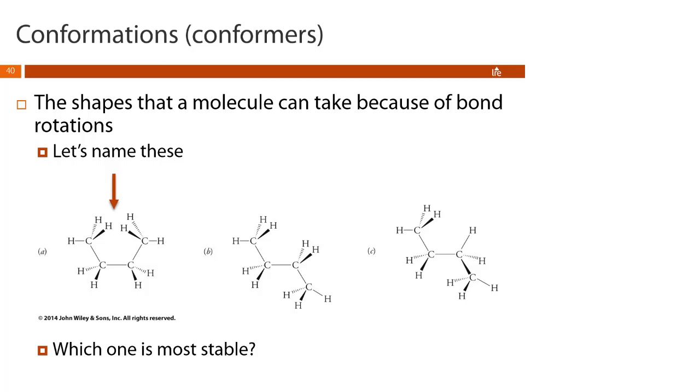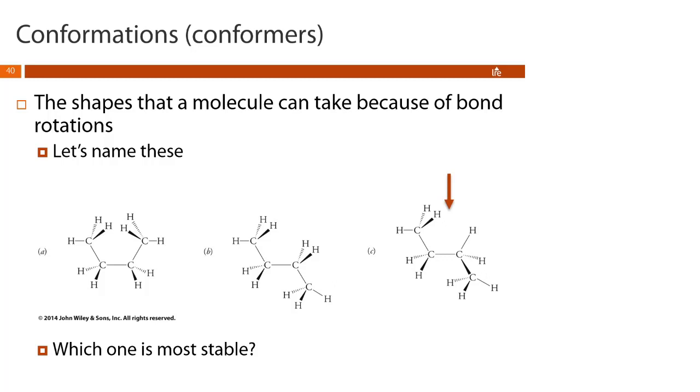Okay, so if you still have your model kit out, don't take your butane molecule apart just yet. We're going to talk about conformations. So conformations are not isomers. Conformations of the same molecule are the same molecule. So conformations are the different shapes that a molecule can take because of free bond rotation. So molecules in nature don't exist as a stagnant structure. They are constantly sampling different space, sampling different conformations. And all three of these molecules, even though they look a little bit different, are all conformations of butane.